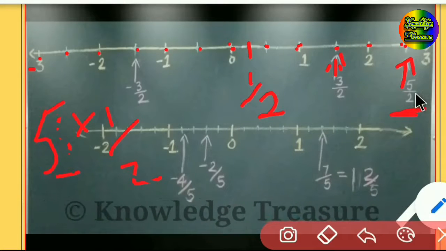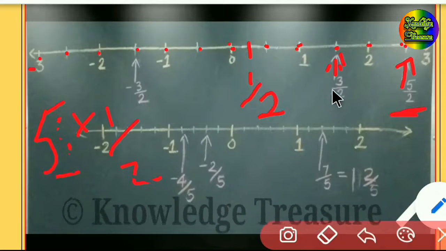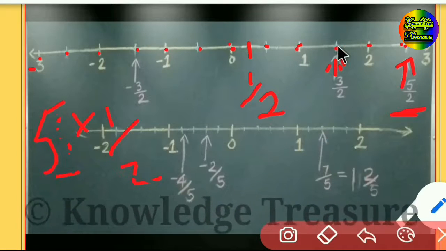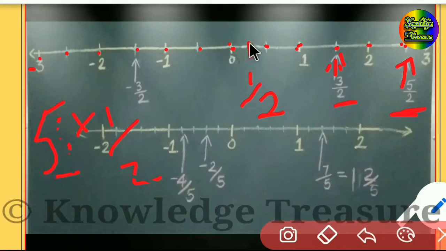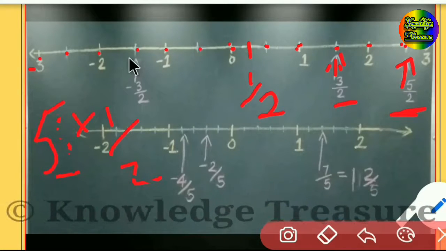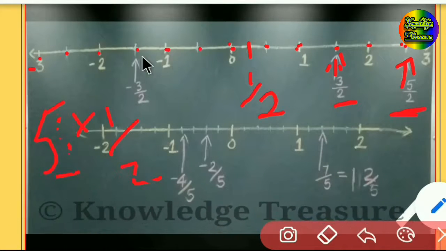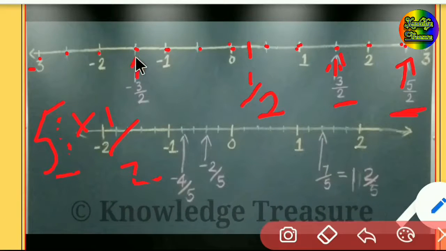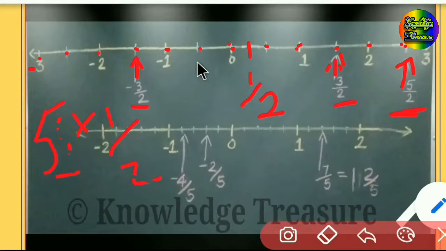The next one is negative number. Where is negative number? Negative number is on the left hand side. Here already we have shown positive 3 upon 2. After 0, we have counted 3 points on the right hand side. That will give us 3 upon 2. Similarly, if we count 3 points on the left hand side, what we are getting? Minus 3 upon 2. So let us say first point, second point, third point. We got minus 3 upon 2 at this point. Okay, the first problem is solved.